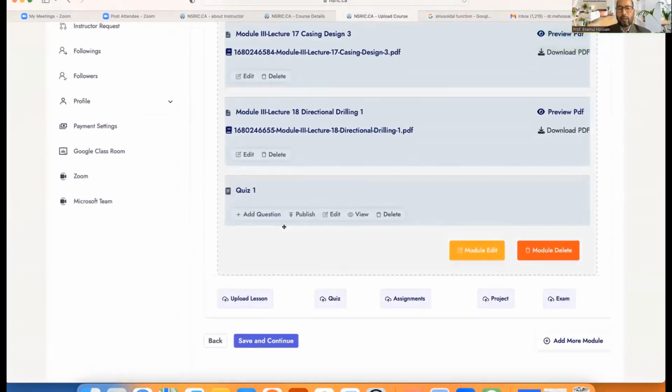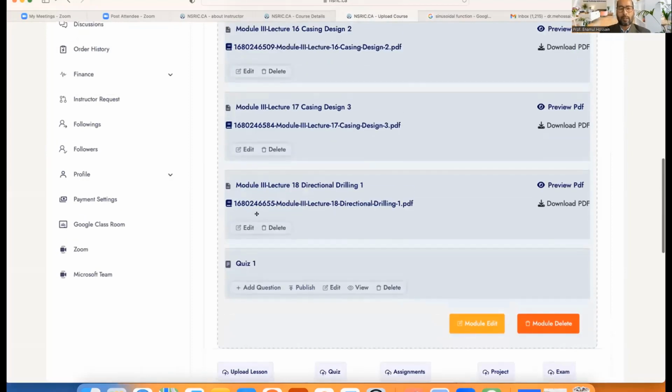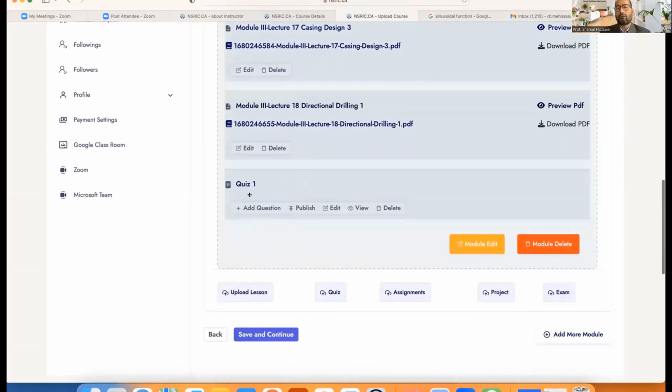Now you see, you need to make sure you publish it. Quiz 1, you see, you publish it. If you do not publish it, a student will not be able to see it, even if they purchase the course. So this is very important for you as an instructor to keep in mind. Specifically quiz, you publish. Exam, you publish. Project and assignment, you don't need to publish. Course material, you don't need to publish because these are automatic. But exams, and quiz is one type of exam, as you know, you need to publish it.